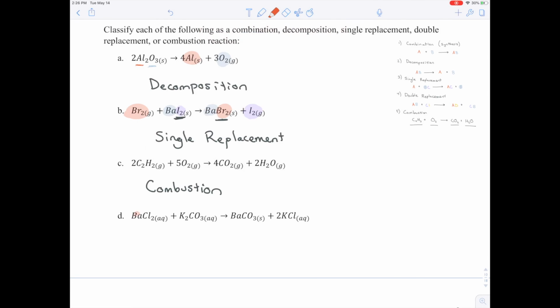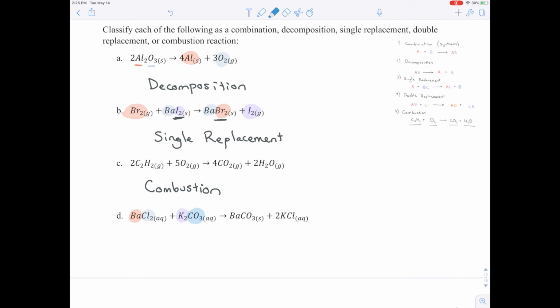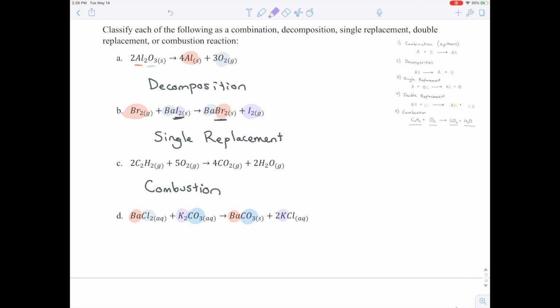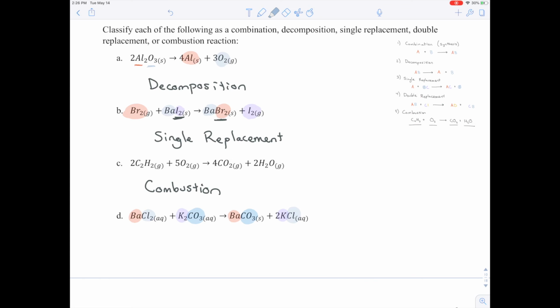For D, all right, let's check it out. We have barium, and it's together with chlorine. Beautiful. And then we have potassium, and it is together with carbonate. This is a polyatomic ion. Interesting. Well, we have barium again in the products, but it's not with chlorine, it's with carbonate. What? That's one thing that got replaced. And then we have potassium also in the products, but it's not with carbonate, it's with chlorine. So that's a second thing that got replaced. Two things that got replaced, why, that's double replacement. So this would be double replacement.